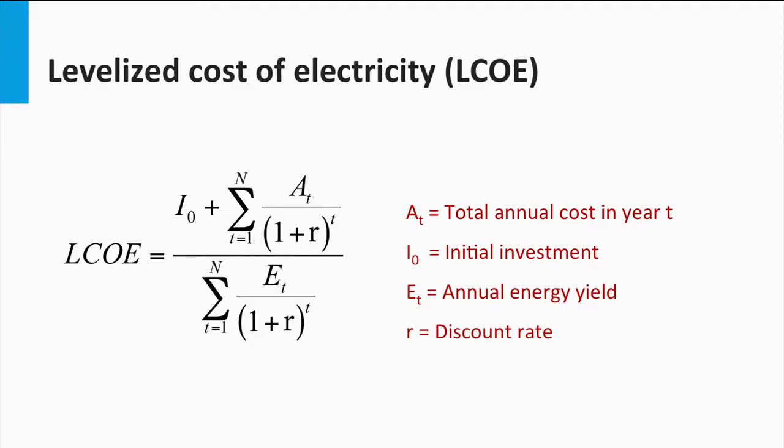In the simplest of terms, if we know the annual PV yield for the system over its lifetime and the accompanying system cost, the levelized cost of electricity can be found as shown by this formula. Here, AT is the total annual cost in year T, I0 is the initial investment, and ET is the annual energy yield or electricity. R is the discount rate, which is a factor used to discount future costs and translate them into present value.